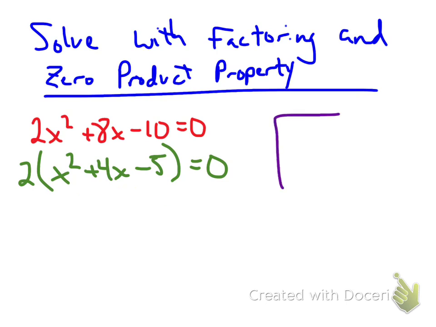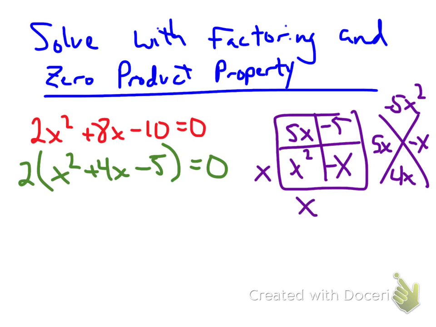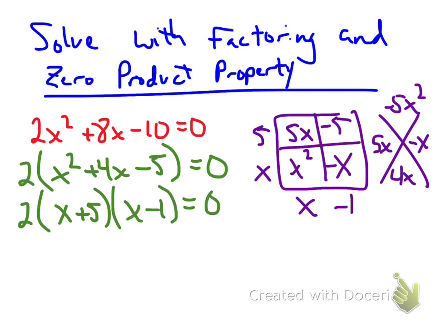Then I need to factor this, x squared plus 4x minus 5. So with that, generic rectangle, diamond problem. My factors that multiply to negative 5 but add to 4 are positive 5x and negative 1x. That gives me an x, and a 5, and a negative 1. So my factors now for this problem, I have 2 times x plus 5 times x minus 1 equals 0.